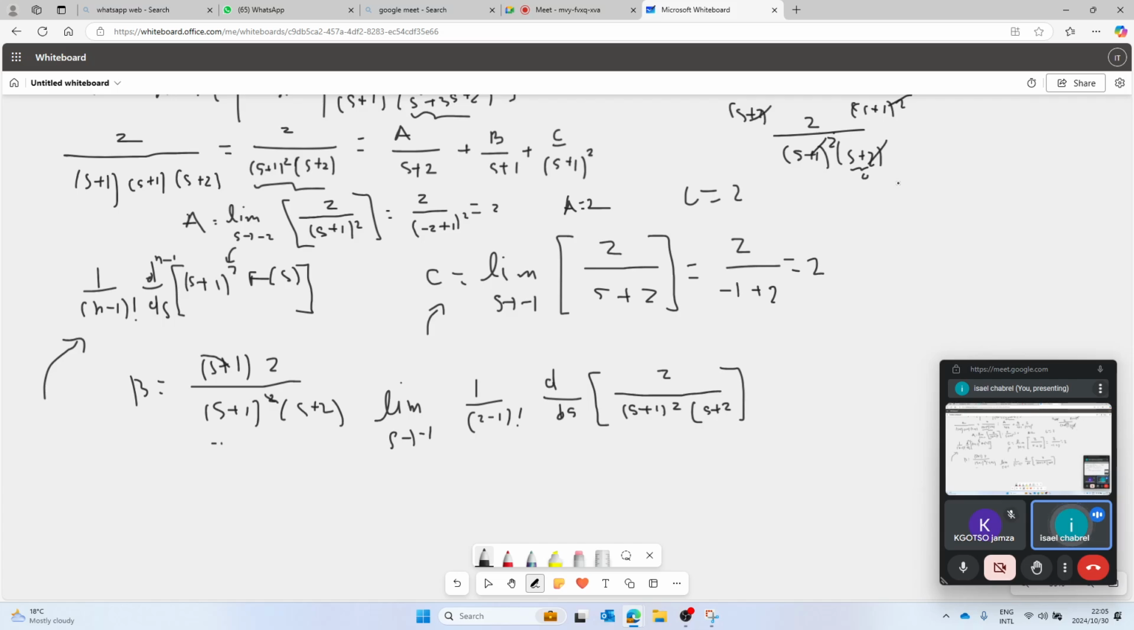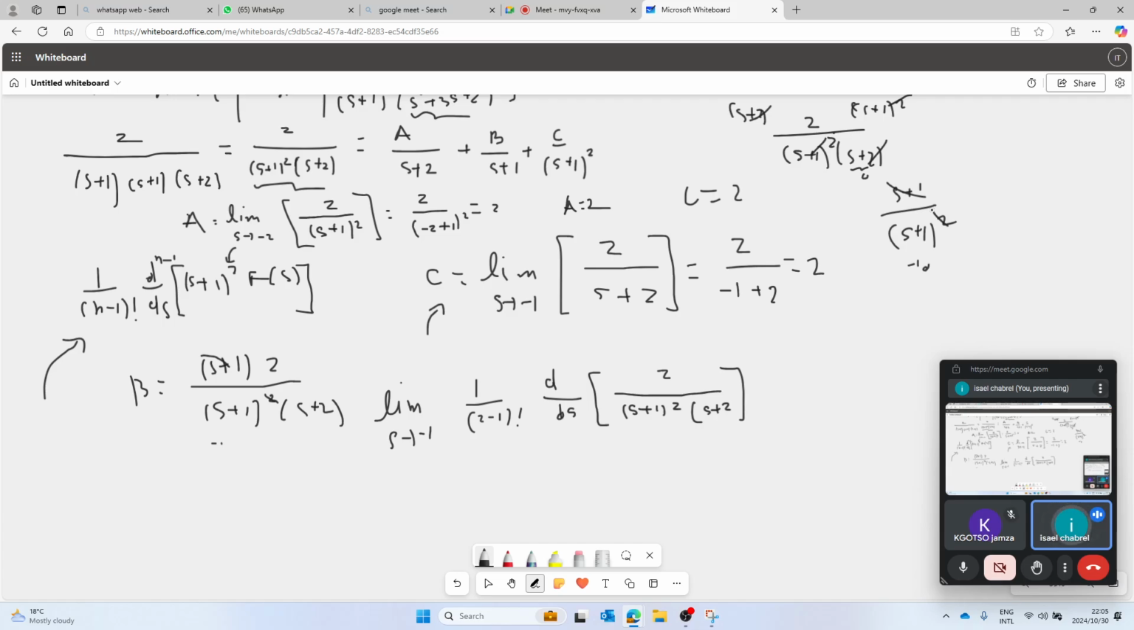But if I do it for B, if I put s plus 1, but here I have s plus 1 squared, this is only cancelling the square. Do I still have s plus 1? Do you see what's happening? So when I substitute with minus 1, I still have a 0. It cancels everything to be 0. Do you see what's happening, my brother?